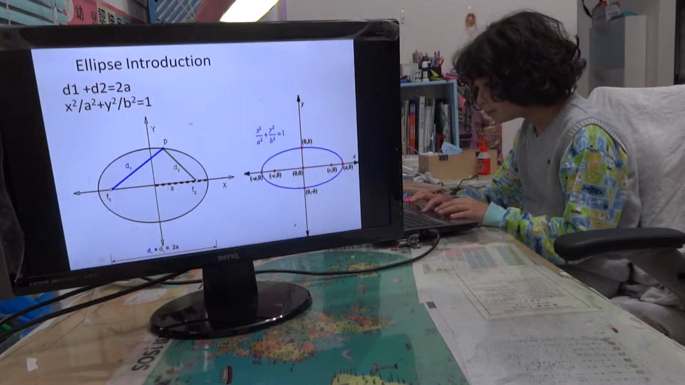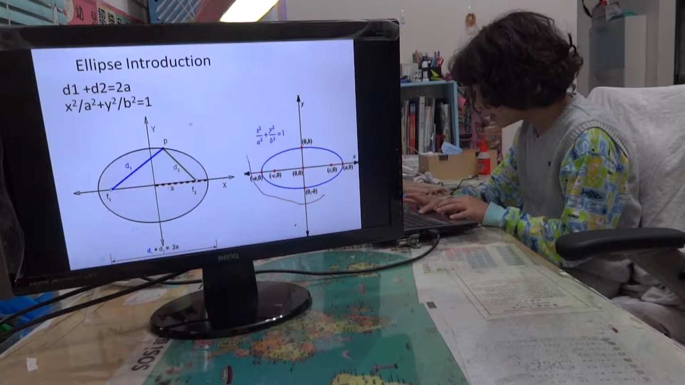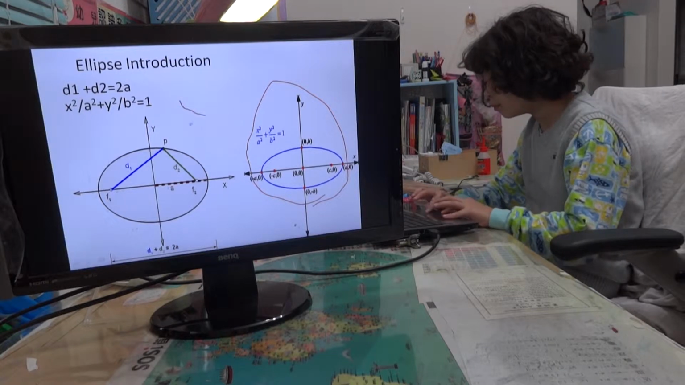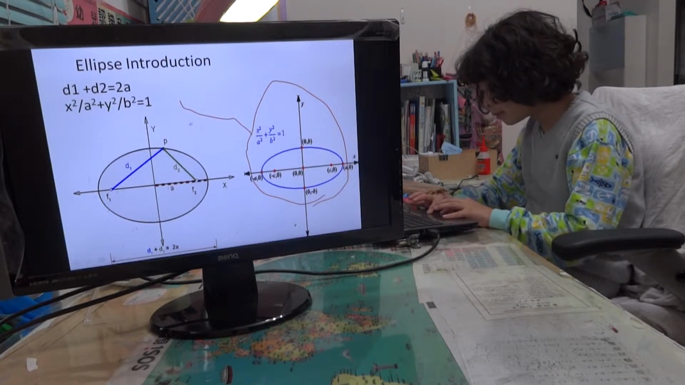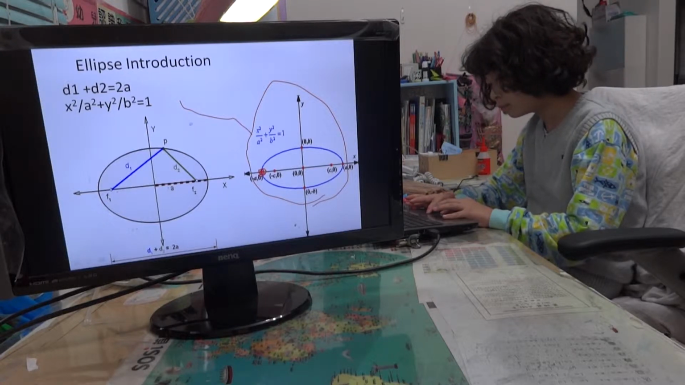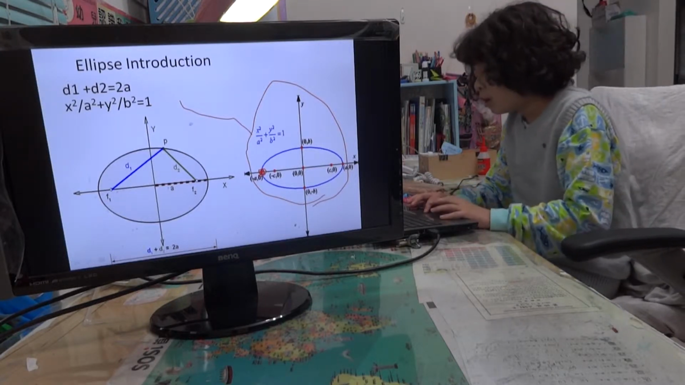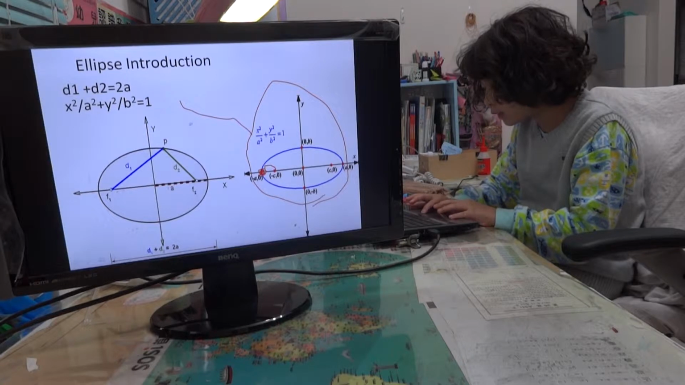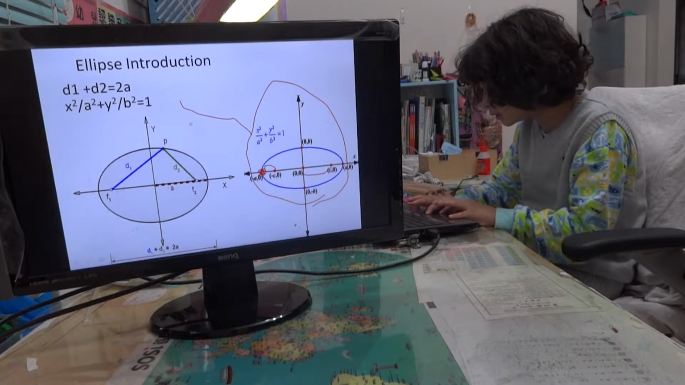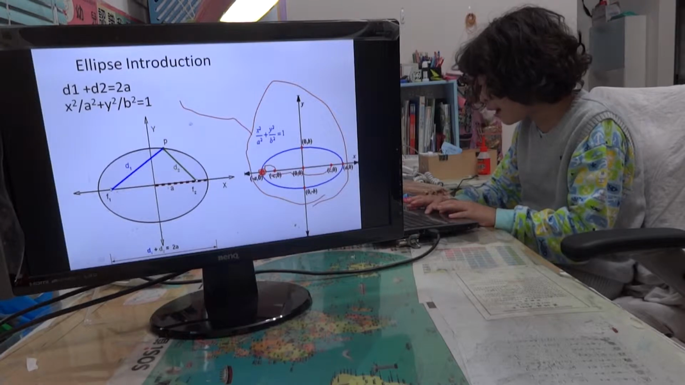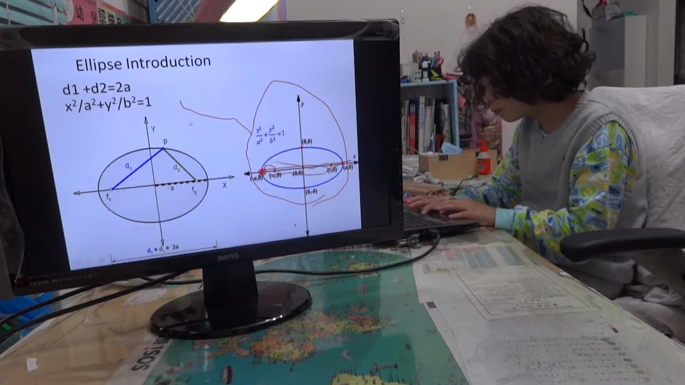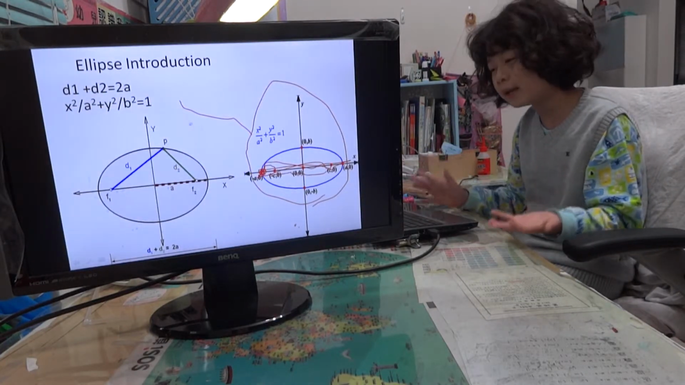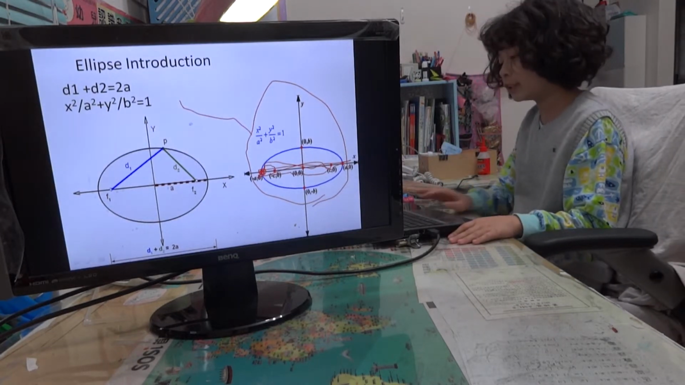So this is an ellipse. Take a point right here. The first distance is this, and the second distance is this. If you add them together, you get the whole major axis, which is 2A, twice the semi-major axis, or just the major axis.